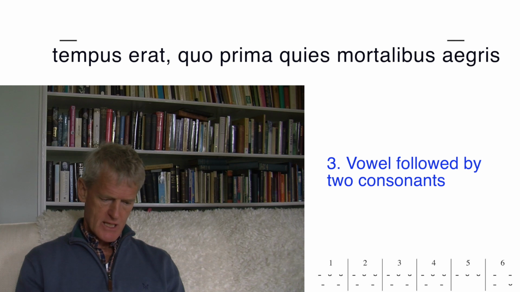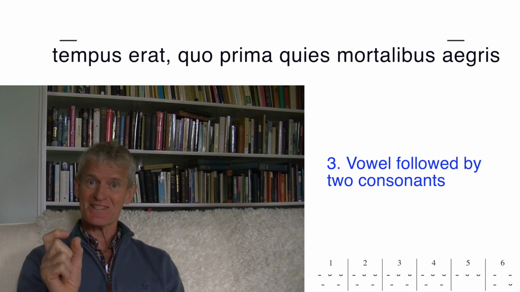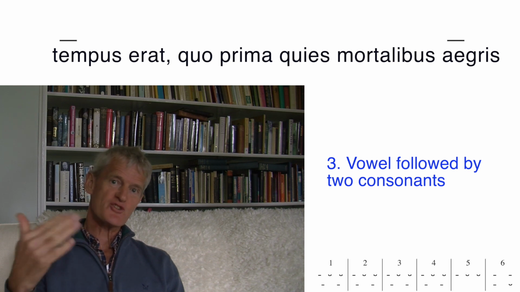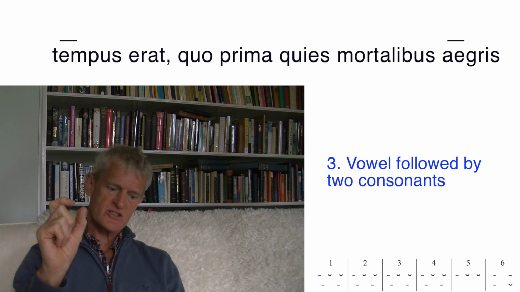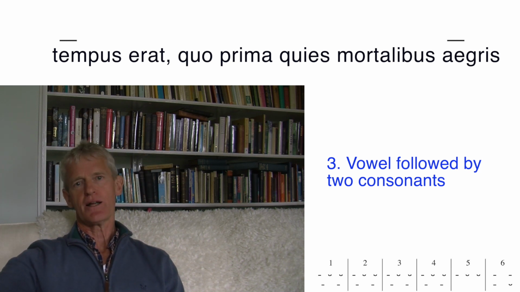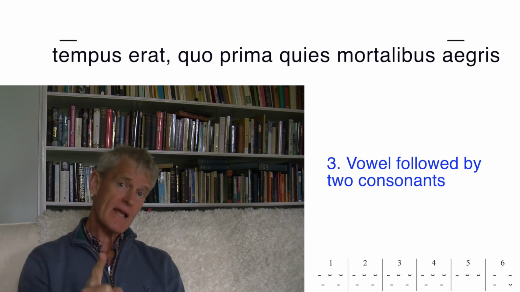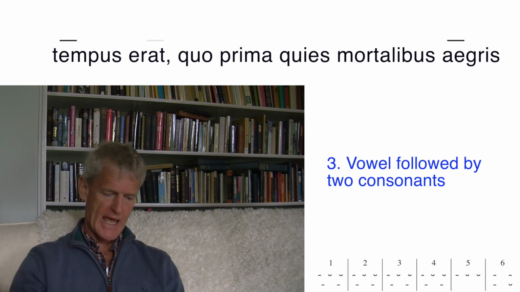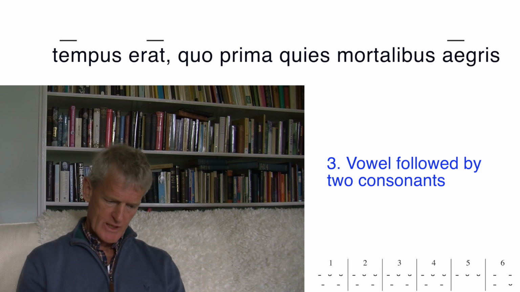Tempus, no, now, erat, okay. Now the word is short, erat, short A, but the A is followed by a T and then the Q of quo. So that must be a long syllable. Okay, so we mark the A as long. What else have we got?